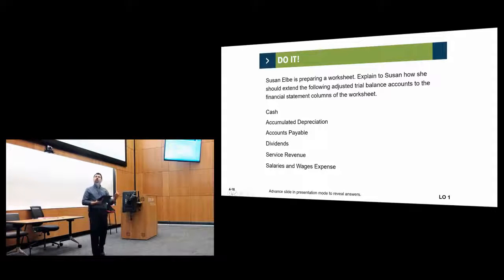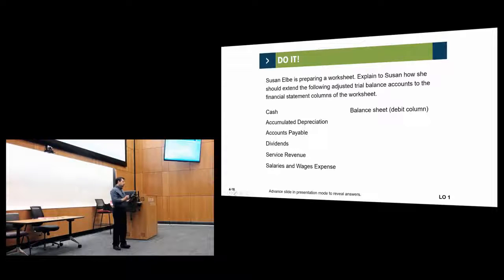Balance sheet. So we know that we are going to transfer or extend cash balance from the adjusted trial balance to the balance sheet. Does it go on the debit side or the credit column? Basically, the debit column or the credit column? The debit column. So you take it to the balance sheet on the debit column.